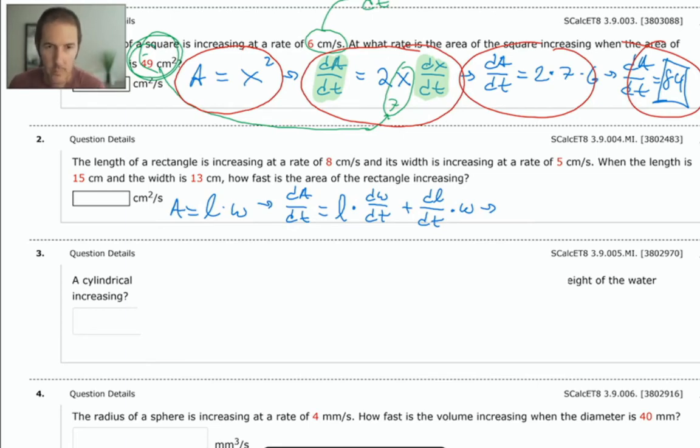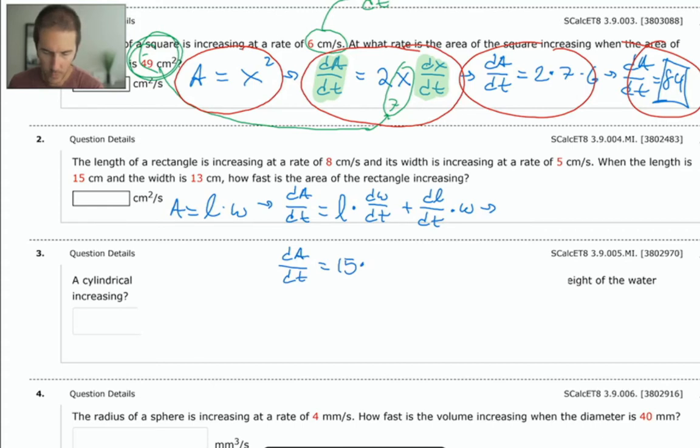Okay. Do they tell us dA/dt? No, because it wants to know how fast the area of the rectangle is increasing. So dA/dt is what we're solving for. Do they give us a length? Yes, 15. It doesn't matter whether I plug in the length and the width or the width and the length. It does, because of the multiplication that's happening here. I do need the actual given length to be multiplied by dw/dt. So in this case, it matters.